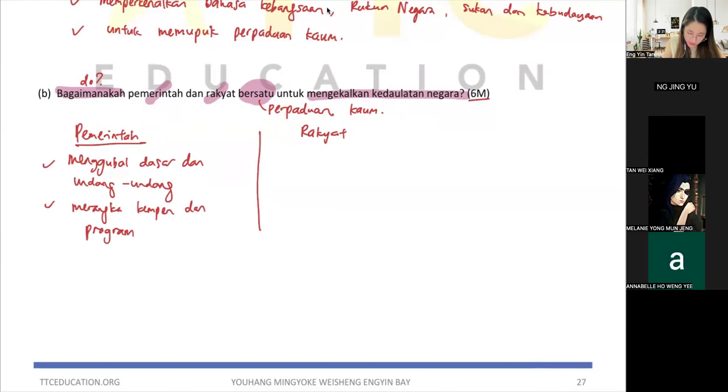Okay? What else? Then you can say, they need to make sure the policies and the campaign, everything, go smoothly. Memastikan keberkesanan pelaksanaan. Correct? What did the citizens need to do?